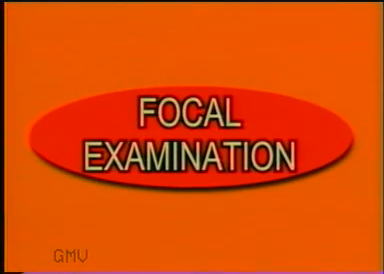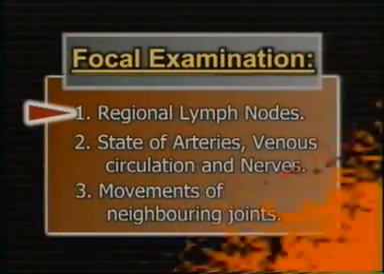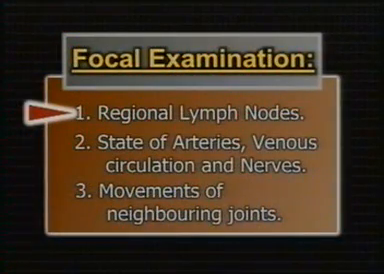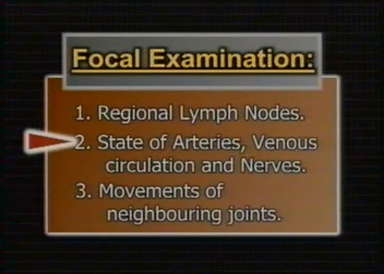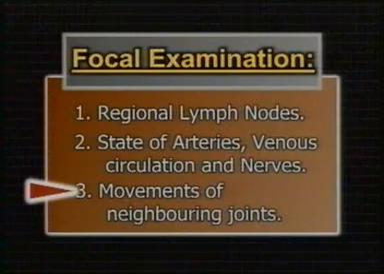After completing the local examination of the ulcer, proceed to the focal examination. First, palpate the regional lymph nodes. Then examine the state of the arteries, veins and nerves depending on the type of the ulcer. And lastly, test the movements of the joints in the vicinity of the ulcer.